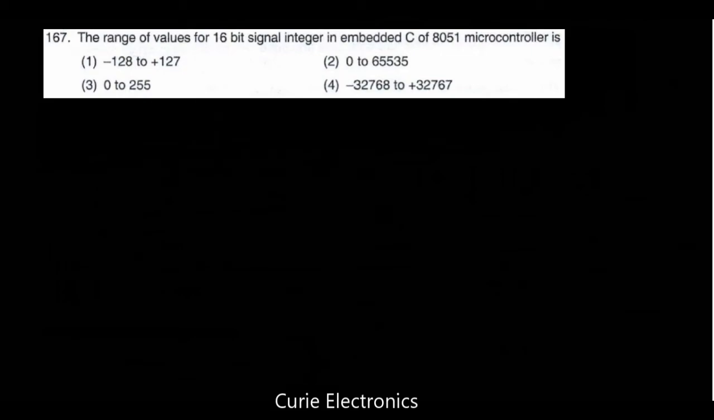The range of values for 16-bit: it is a signed integer. In embedded C of the 8051 microcontroller, if we take 16-bit, the range has to be from minus 32,768 to 32,767.